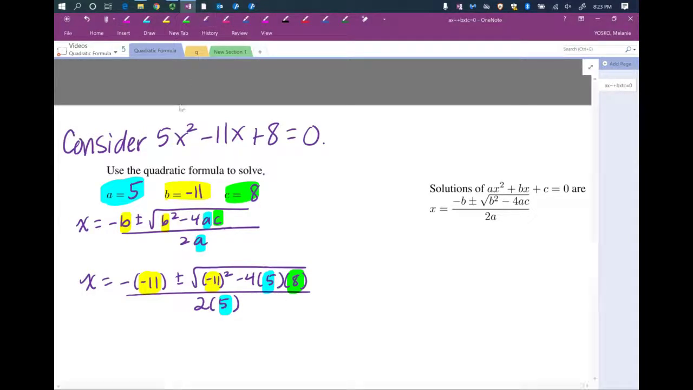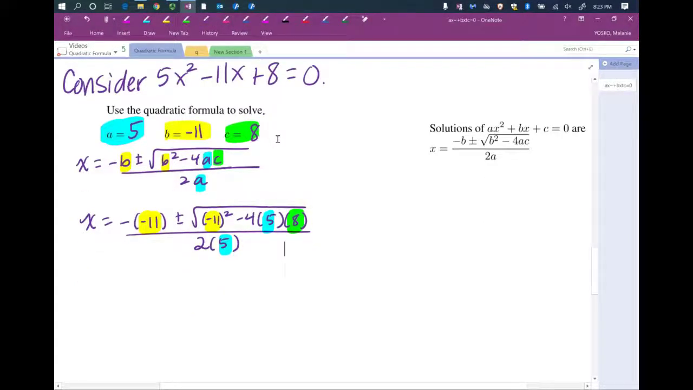So let's just start cleaning it up. Well, the negative of negative 11 is the same as just positive 11, because when you negate a negative, you get the opposite sign, you get a plus. Okay, so 11 plus or minus the square root. Well, negative 11 squared, be very careful here. Two things are being squared here, the 11 and the negative sign. So this turns into a positive 121.